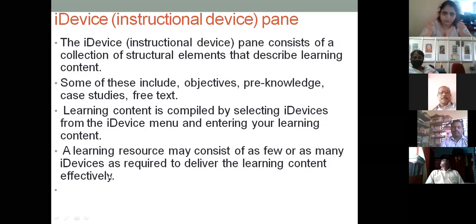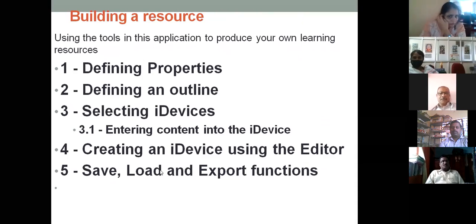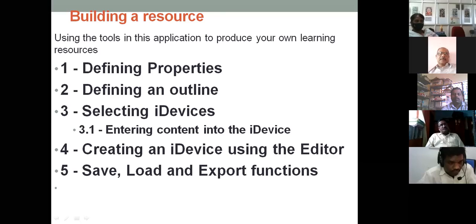Okay. A learning resource may consist of iDevices, as many as you want, you can put inside it. When I'm building the resource, these are the steps I follow. I define the properties as soon as I open my exe. Then I define my outline. Then I select the iDevice. Then I enter the content in the iDevice. After I create it, I will save it. I will load it and export it into a website, or publish it as an ebook. So these are the steps I will follow once I start exe.